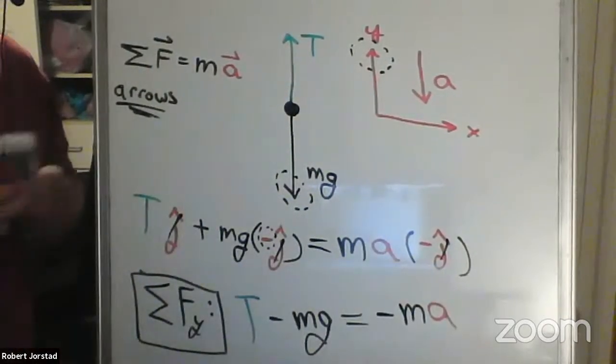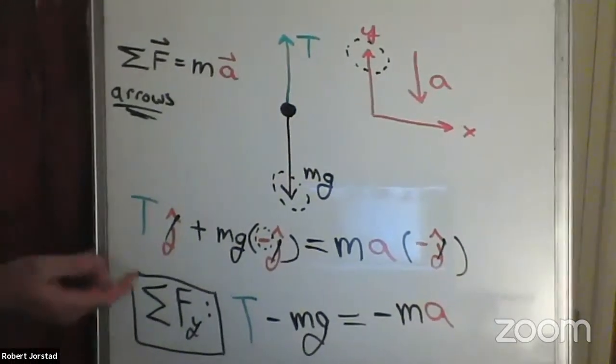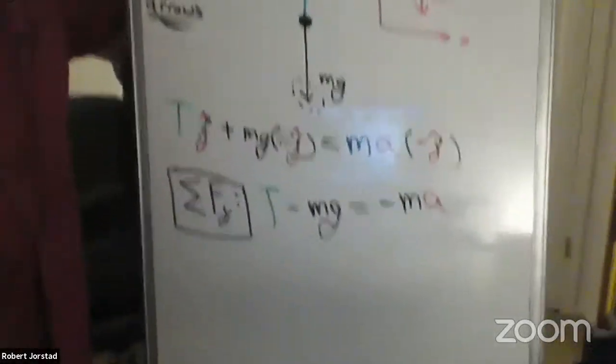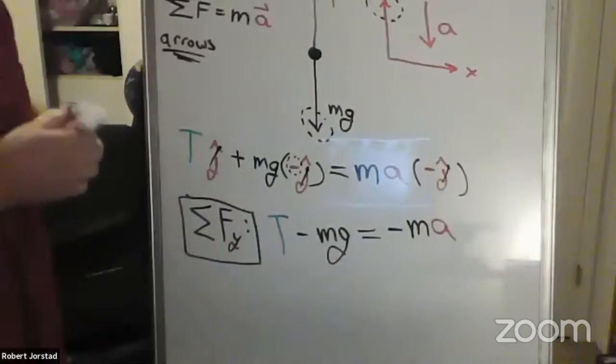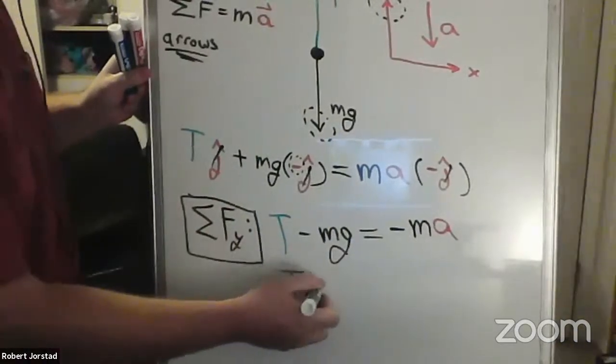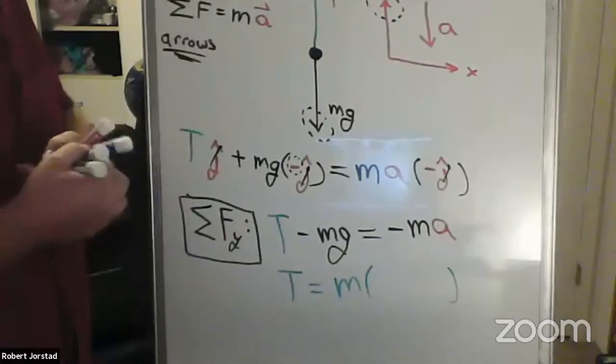Okay. This can then be solved for the tension. So if you rearrange this for the tension, we get tension equals something. What do you get? The mass factors out. Was it g minus a? Yeah, that's what I got. Okay.